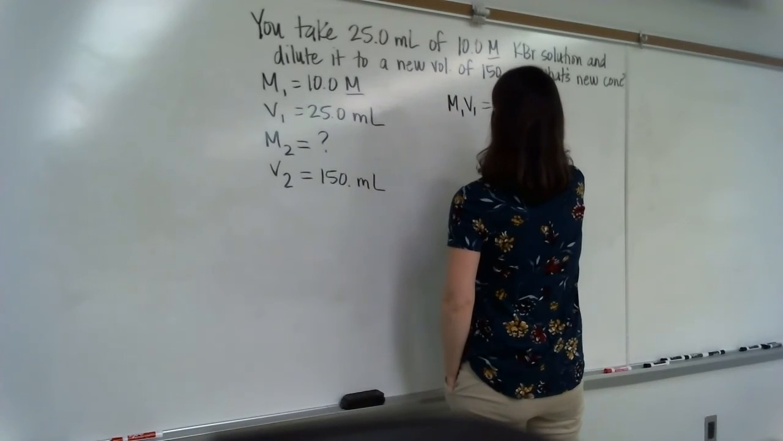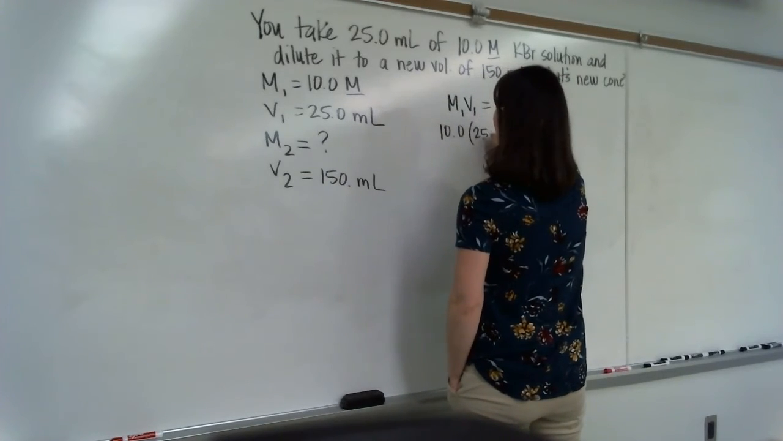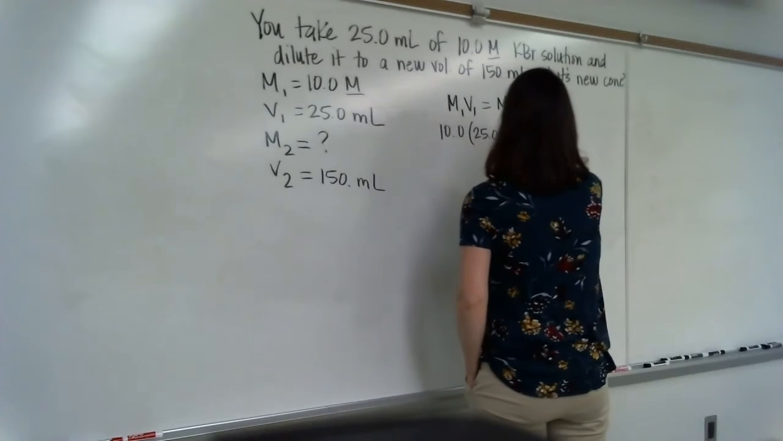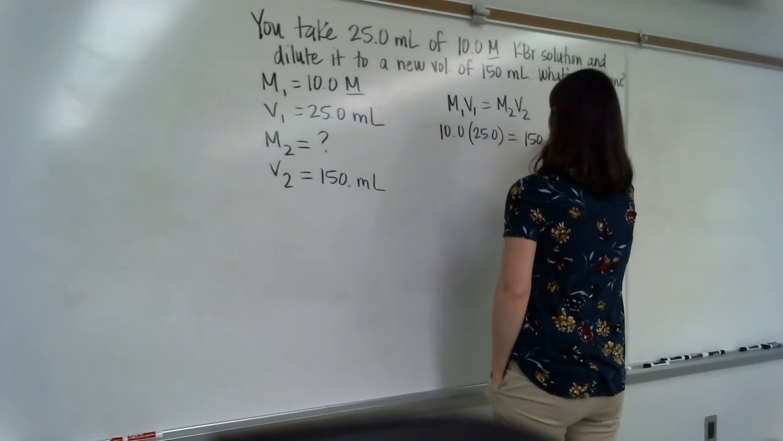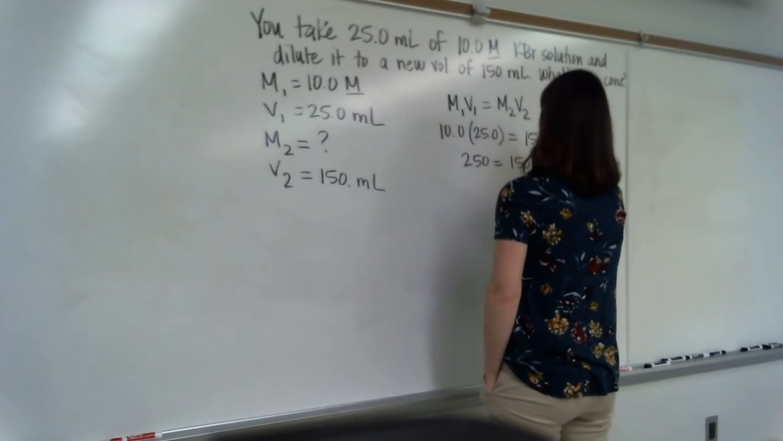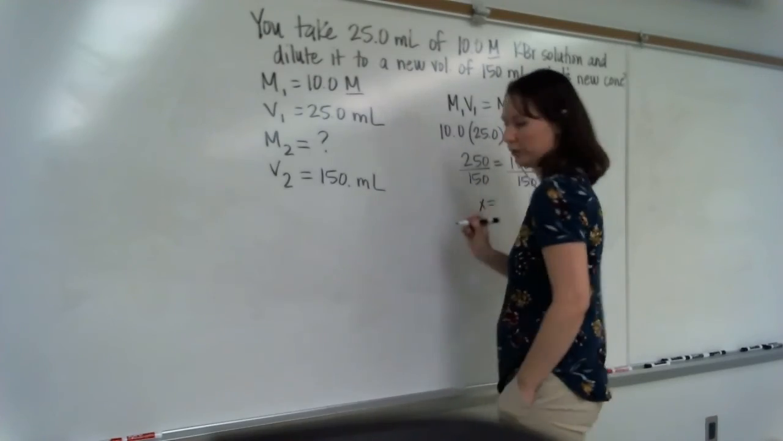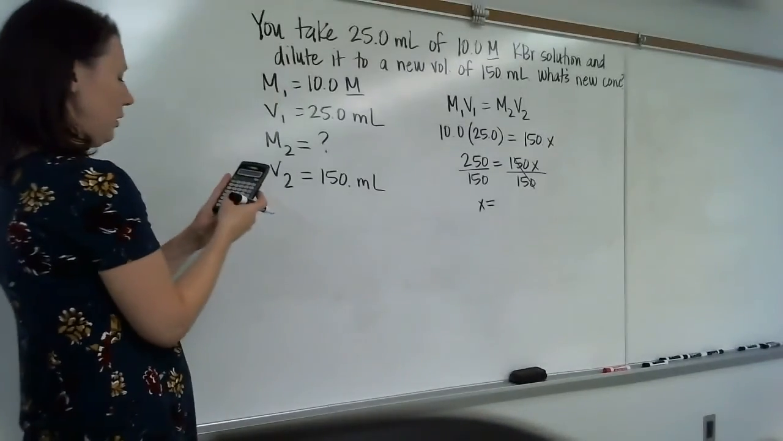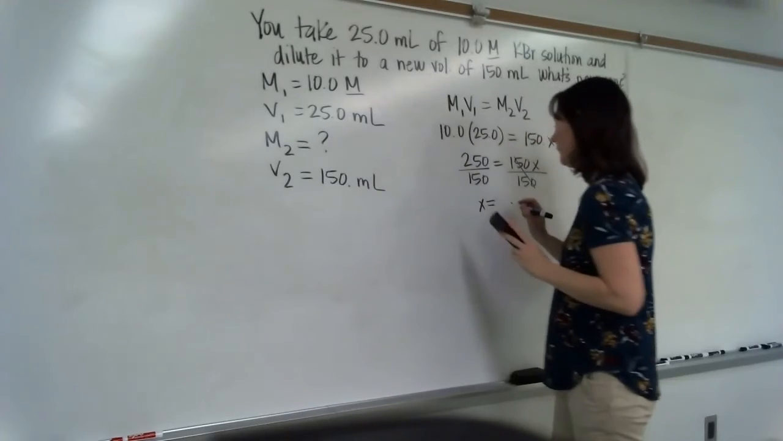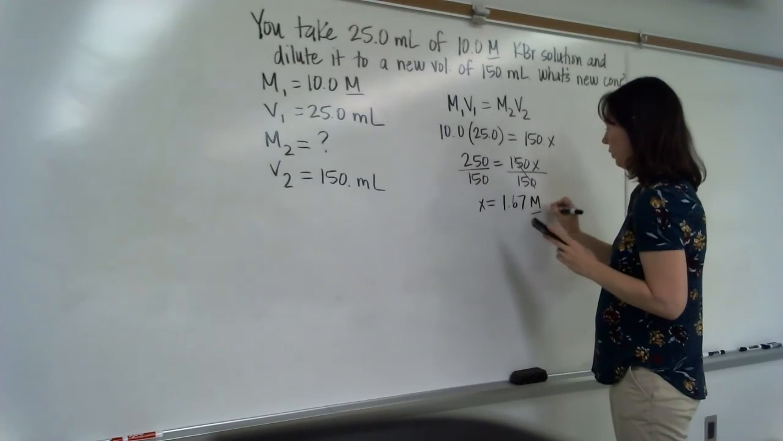All right, so let's plug in and do our arithmetic. M1V1 equals M2V2. 10 times 25 is equal to X times 150. Okay, so 250 is equal to 150X. So divide both sides by 150. So X equals, just do your dividing. 250 divided by 150 gives you 1.666667. We're keeping 3 sig figs here, so that would be 1.67, and my units would be molar.